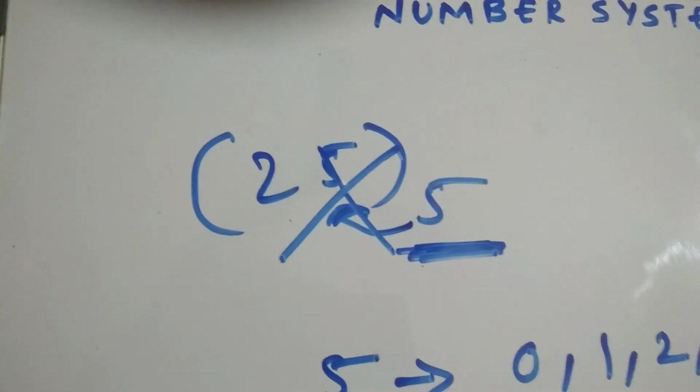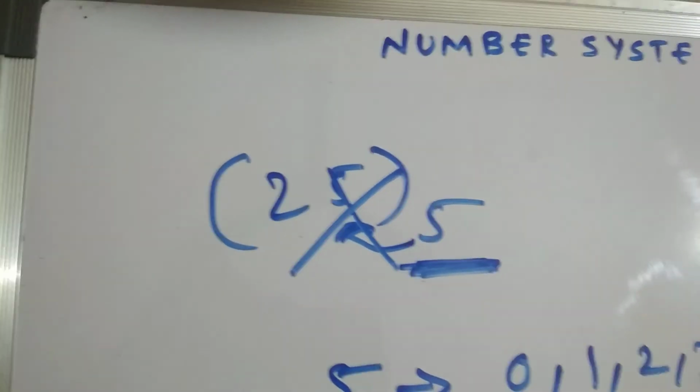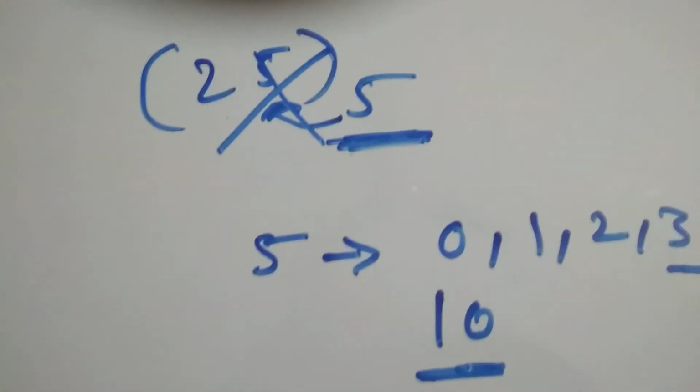Don't forget, in a base 5 number system you cannot represent 5.